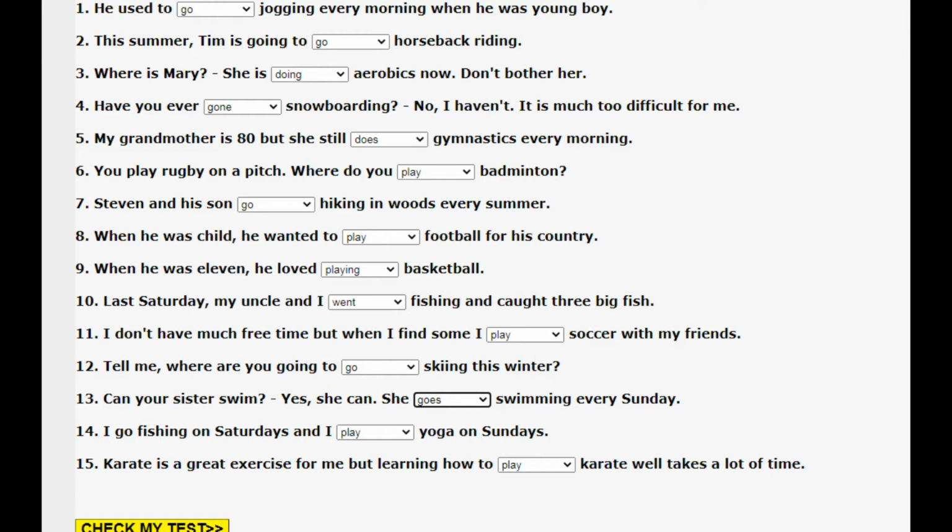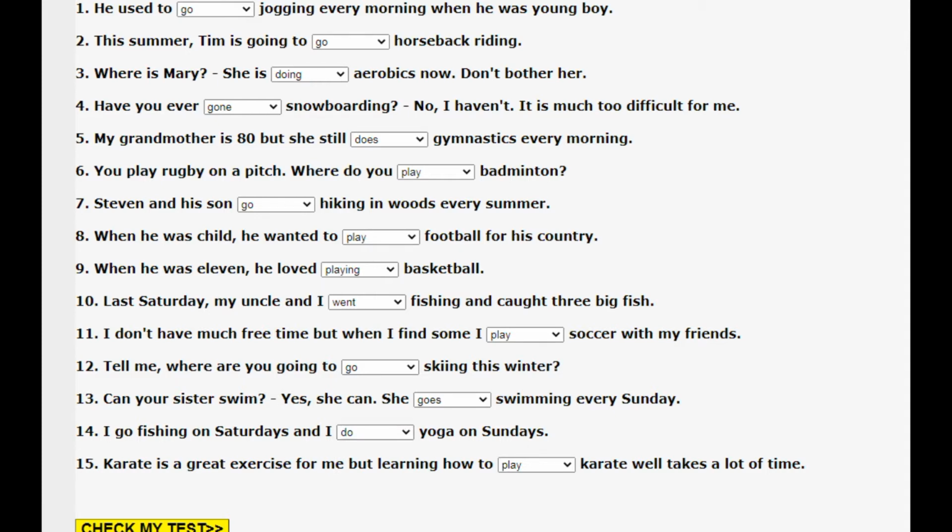Number 14, I go fishing on Saturdays and I play yoga. I go yoga or I do yoga? Do you remember that? Yoga is an exercise, a meditation exercise. So, which is the verb that I use with yoga? I say I do yoga. Yoga is an exercise, right?